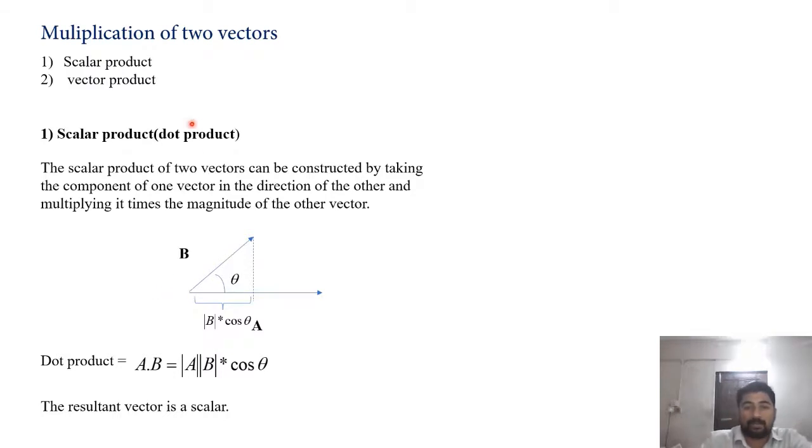Scalar multiplication. It's also called dot product. A scalar product of two vectors can be constructed by taking the component of one vector in the direction of the other and multiplying it times the magnitude of the other vector.